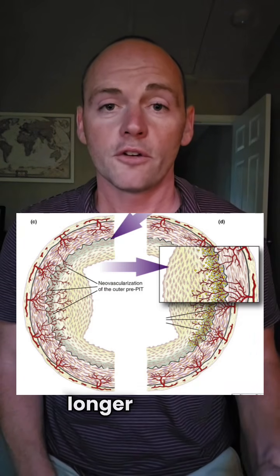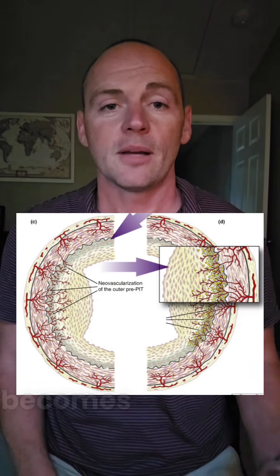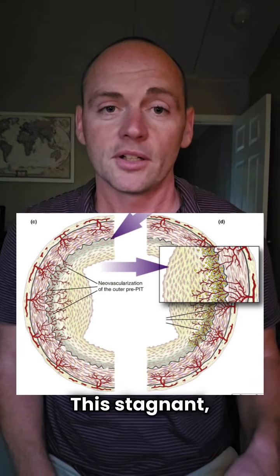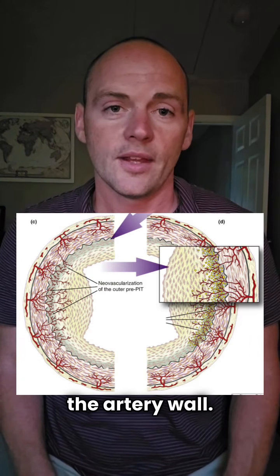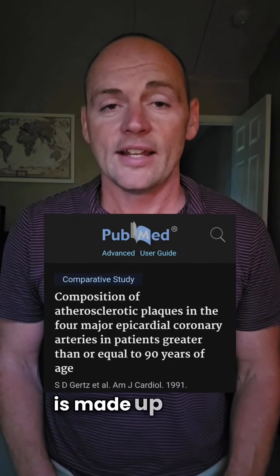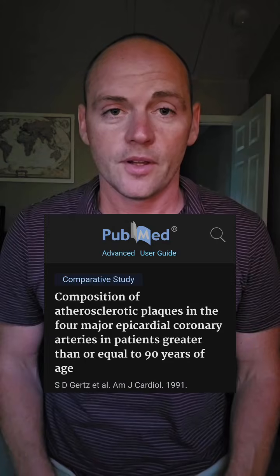When blood is no longer flowing in the tube of an artery, it becomes stagnant. This stagnant blood clots in the artery wall. This is what we call plaque, and research has shown that plaque is made up of 87% clotting tissue. If the endothelial cells continue to multiply and grow, this process continues and plaque gets bigger and bigger.